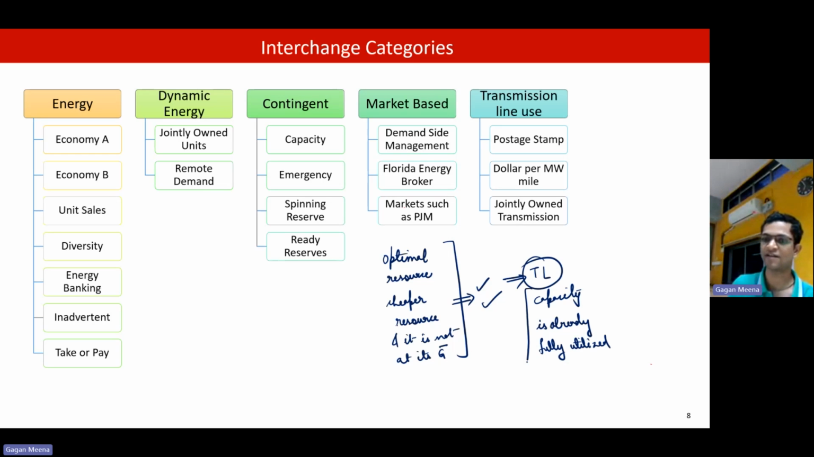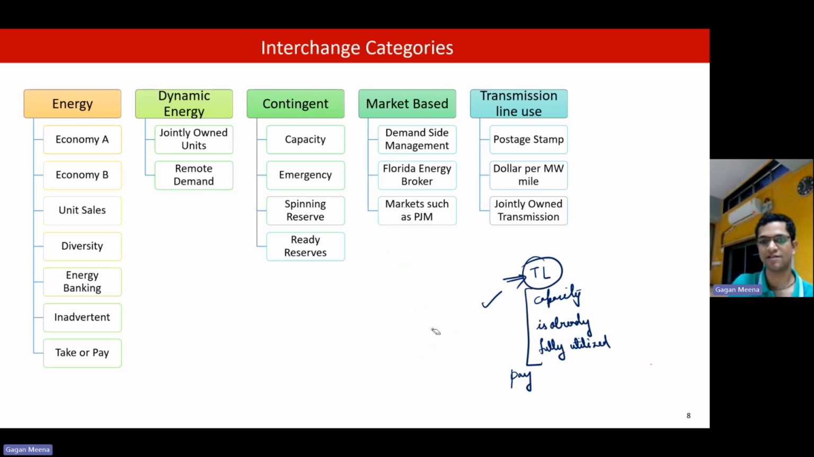So we need to ensure that the generation has sufficient transmission capacity available to satisfy the demand, and for that, we need to pay for the transmission capacity. There are different methods for transmission line cost allocation: postage stamp, dollar per mile, and jointly owned transmission. Now we will discuss these methods. And last in this category is reliability.